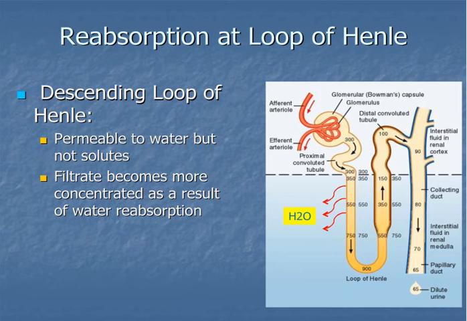Because there's two ways to make things salty. One, add more salt, or two, remove the water from the solution. And this is essentially what's going on in the descending loop of Henle. Water is being pulled out, and sodium is remaining behind. And so in that case, the osmolality of the tube increases as it descends down into the medulla.